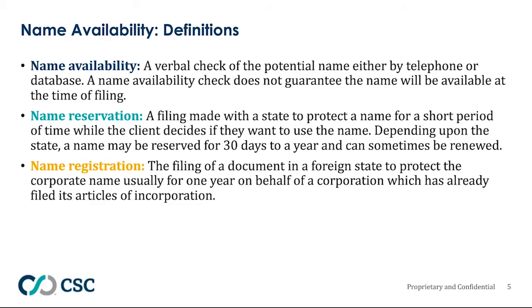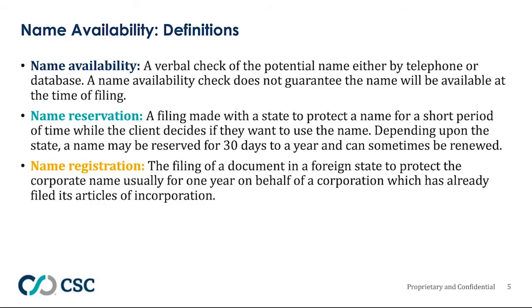What we do is a verbal check, or if it's a live database, a check of a database to see that a name is available and no other party is using it. This does not guarantee that the name will be available at the time of filing, so what you might want to consider is a name reservation filing. Every state permits you to reserve a name for a specific period of time, which can vary from 30 days to 60 days, 90 days, up to 120 days.